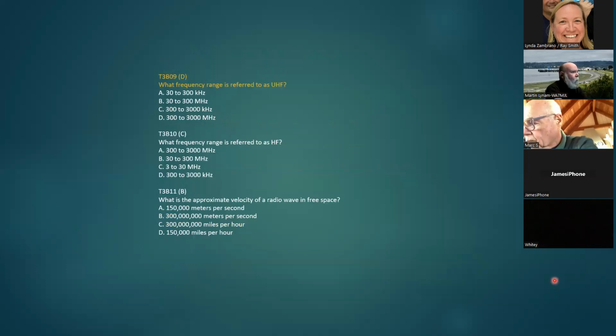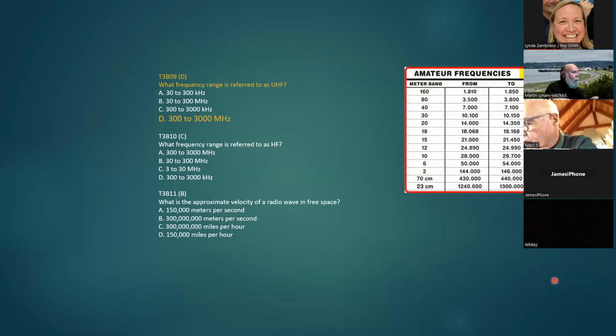And the corresponding question: what frequency range is referred to as UHF, ultra high frequency? And that's the 300 to 3000 megahertz band. The ones that you use as technicians are the 70 centimeter and the 23 centimeter bands. 23 centimeters is pretty uncommon. Almost always if you're on UHF, you'll be using the 70 centimeter band, 430 to 450 megahertz.